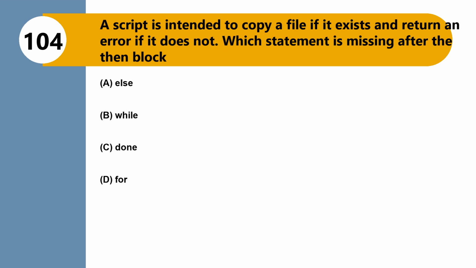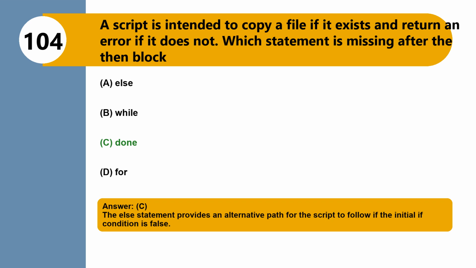Question 104. A script is intended to copy a file if it exists and return an error if it does not. Which statement is missing after the then block? Option A, else. Option B, while. Option C, done. Option D, for. The correct answer is option C, done. The else statement provides an alternative path for the script to follow if the initial if condition is false.